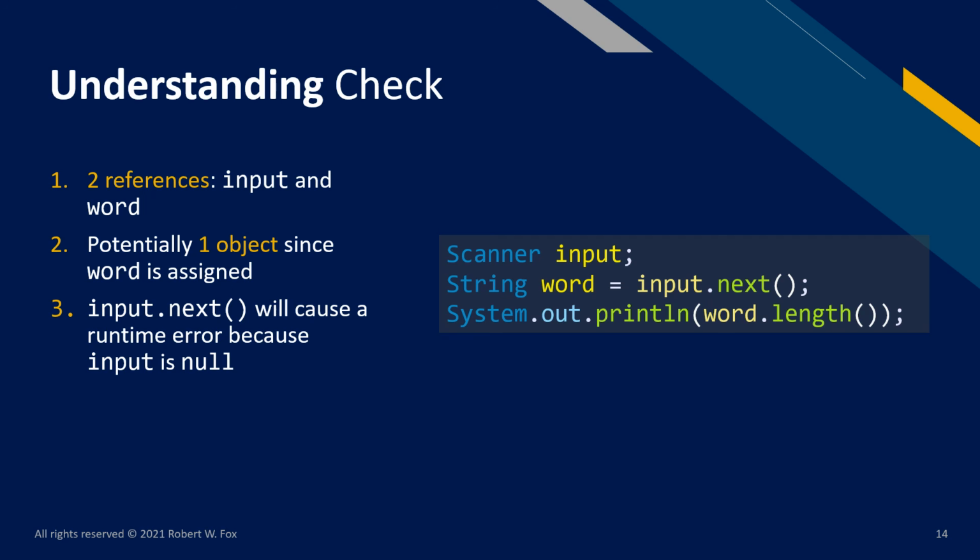But in actuality, we might not even have an object there because this line, input.next, is going to cause a null reference exception because we're trying to call the next method on a scanner object, and the scanner object was never instantiated. It does not exist, and it is simply null.